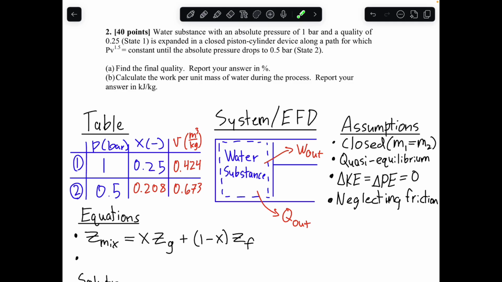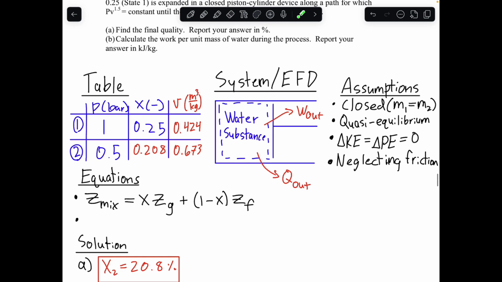So it's nice to have everything just laid out here because you never know what's going to be useful for future problems. But now we'll move on to part B, which asks us to calculate the work per unit mass of water during the process and to report our answer in kilojoules per kilogram. So remember, work per unit mass, kilojoules per kilogram, that tells us that we're finding specific work rather than total work. So we need to figure out what this W out arrow is and figure out what kind of work it is to start. We need to determine what kind of work this water substance is capable of doing.